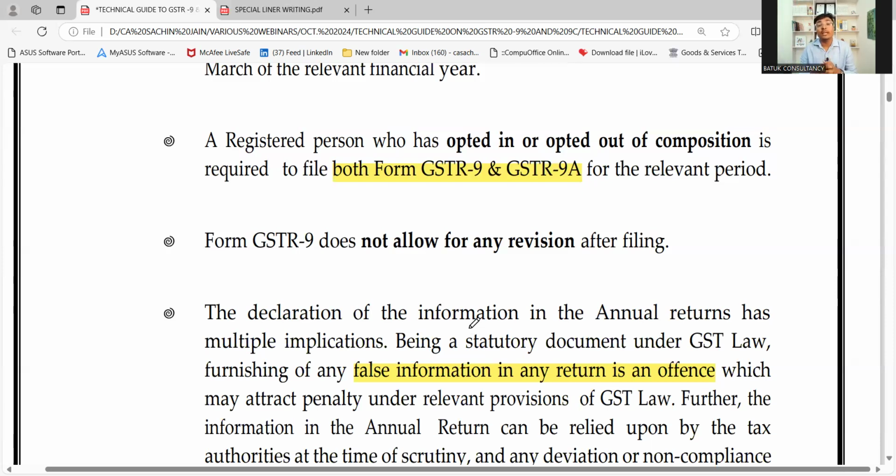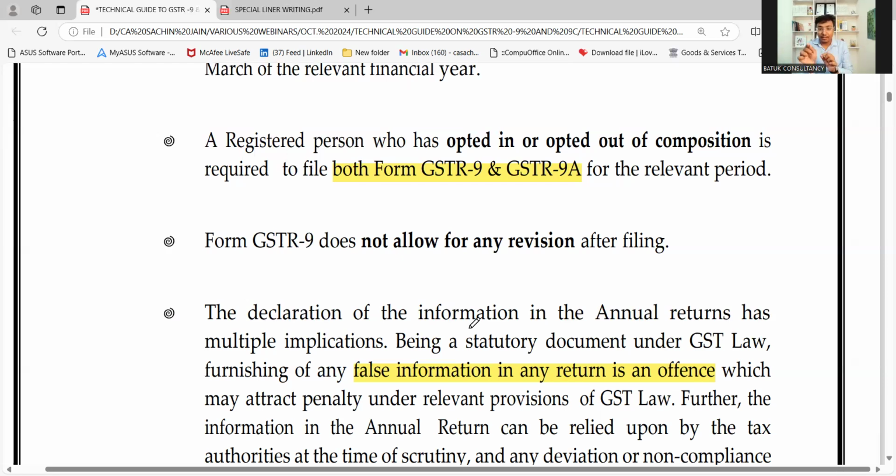In such a situation, the question is whether that person has to file the GSTR 4 or GSTR 9 return, because during that particular financial year that person is registered as a composition as well as a regular taxpayer. So in such a situation, that person has to file both the returns. For the composition period, that person has to file the GSTR 4. For the regular period, that person has to file the GSTR 9.